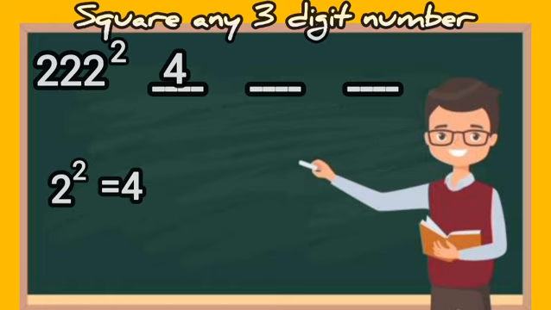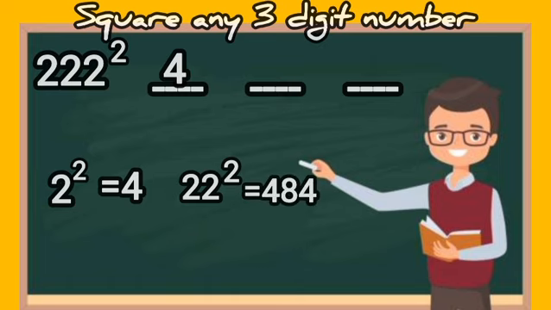Now we will do the last part. In the last part, we have to write the square of the last two digits in the number. In this case, the last two digits are 22. So we will write the square of 22, which is 484. Now we will only write the last two digits. So we will write 84 over here, and 4 will be carried over to the next place.